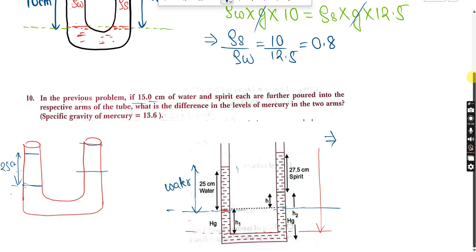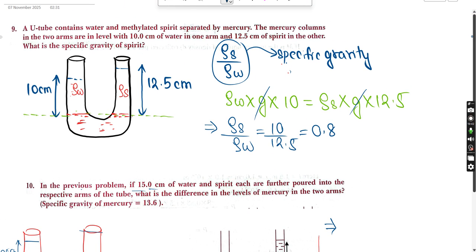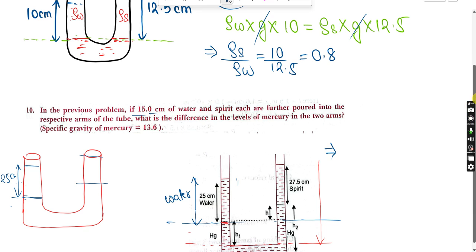Now see, you will observe there is a difference between these two questions. The first question is: a U-tube contains water and methylene spirit separated by mercury. The mercury columns in the two arms are level with 10 centimeter of water in one arm and 12.5 centimeter of spirit in the other arm. So this is what levels the mercury column. But now they are saying that 15 centimeter of water and spirit has been poured. Did they tell you the levels of mercury are the same? The answer is no.